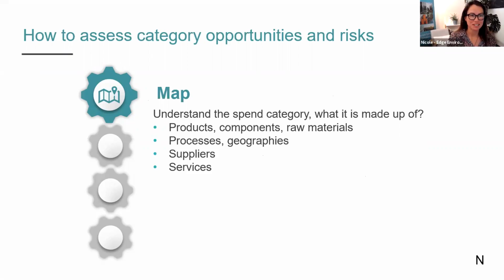So first, what we just did then is mapping. Looking at what are those different spend categories and what are they made up of. If we take a high spend category, for example, construction or parks and gardens, let's think through what is within that category. That's everything from the raw materials to the different services to where things might be coming from, the different types of suppliers, small or large.